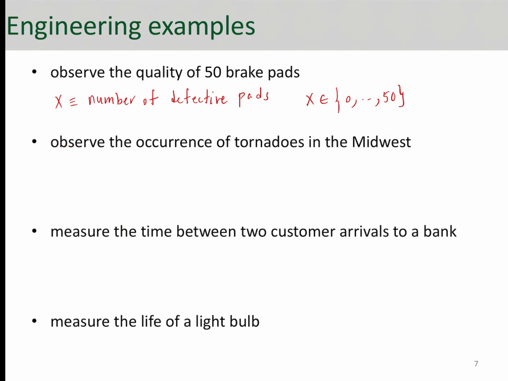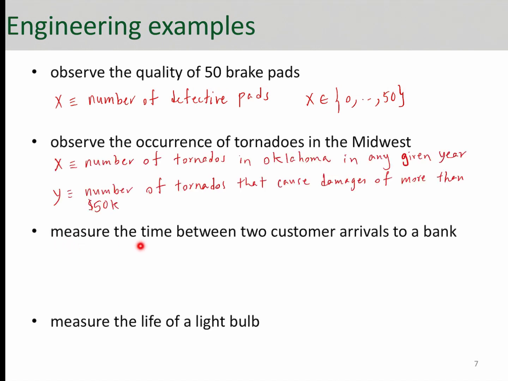Observing the occurrence of tornadoes in the Midwest, well, we know that the occurrence of tornadoes really happens in a random fashion. And you can define so many different random variables here. If you're interested in the number of tornadoes, for example, in Oklahoma, that's your random variable. Number of tornadoes in Oklahoma in a given year, or number of tornadoes that caused damage of more than $50,000. That's another random variable. But make sure that your random variable that you're defining can get a numerical value.